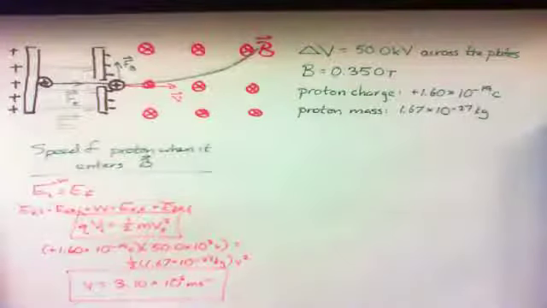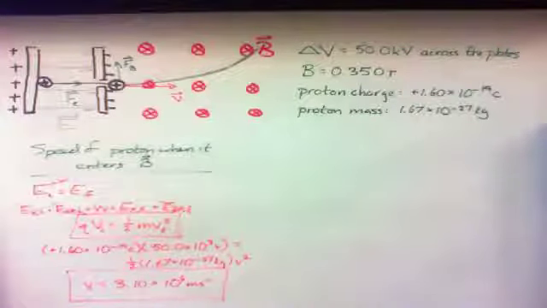We know the mass of a proton. It's always 1.67 times 10 to the negative 27 kilograms. And then, therefore, we can solve for V. And if you solve for V, you get 3.1 times 10 to the 6 meters per second. That's how fast the proton is moving when it leaves and goes through that hole in the negative plate.